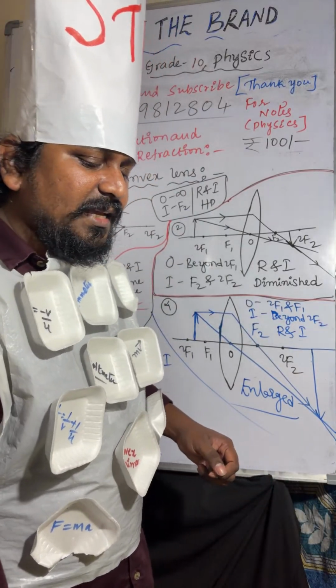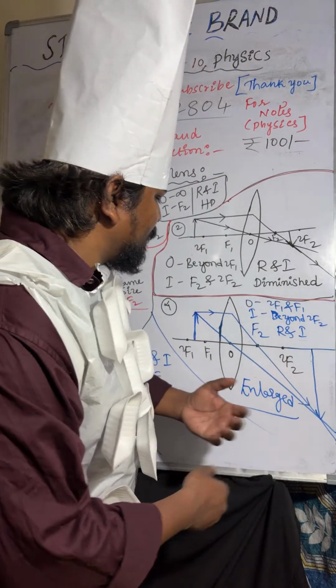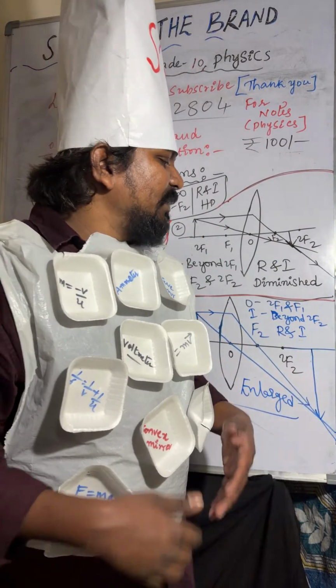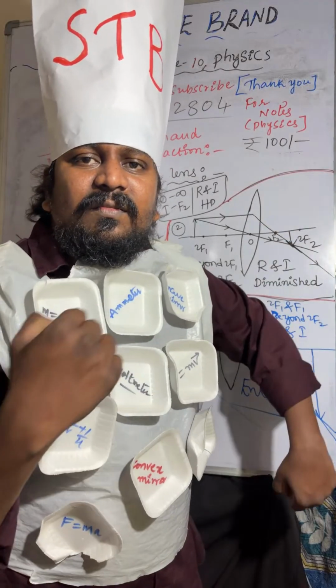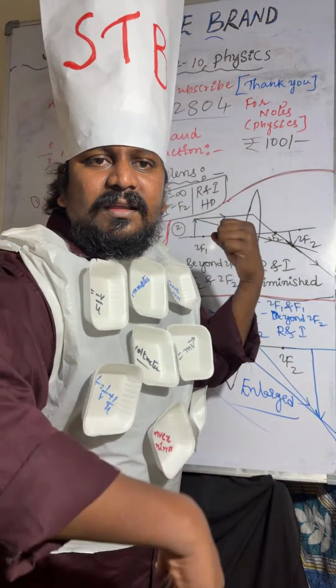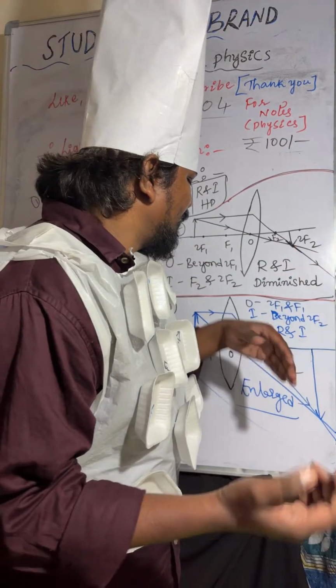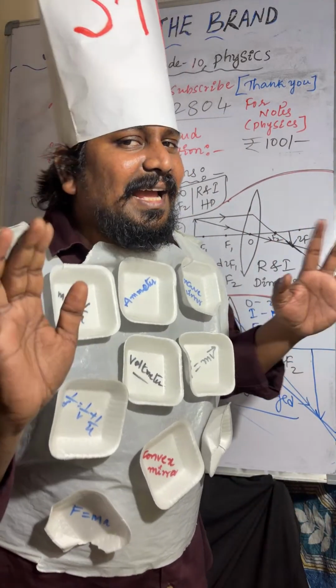Object is placed between 2F1 and F1. Image is formed beyond 2F2. What is the nature of the image? Real, inverted, enlarged. Not highly enlarged. So we can't say highly enlarged.